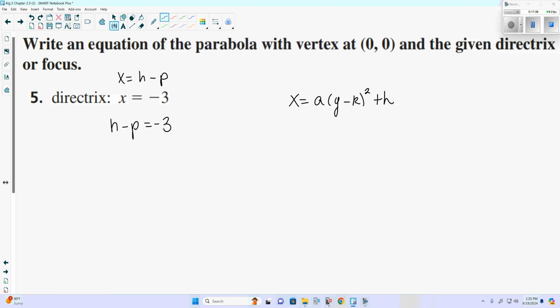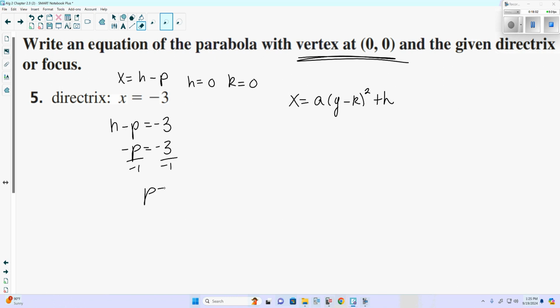But did it tell us the value of h? Yeah. It just included it in the instructions. It just told us that the vertex is 0, 0 for all these here, which means h is 0. I don't know why I just wrote p, but k is also 0. So negative p equals negative 3. P is indeed equal to 3.